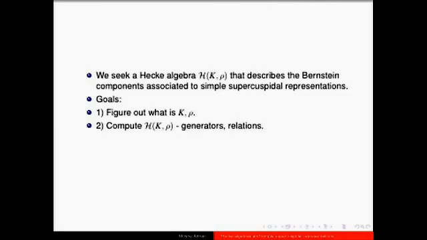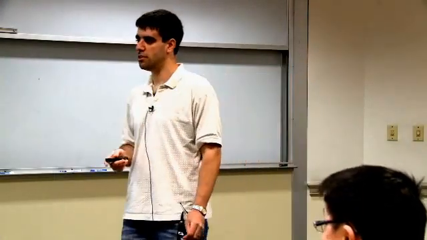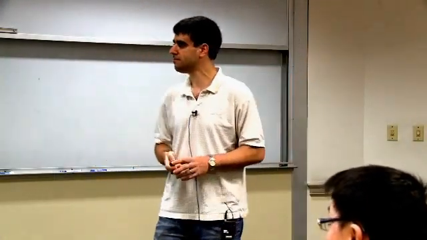So what are the goals? Well, I just said the first goal is to figure out what K and rho should be. Given a simple supercuspidal representation on a Levi, we need to figure out what this Hecke algebra should be. And then the next goal is to compute and describe this Hecke algebra. Namely, figure out generators and relations for these Hecke algebras. And hopefully, they turn out to be some classical affine Hecke algebras.